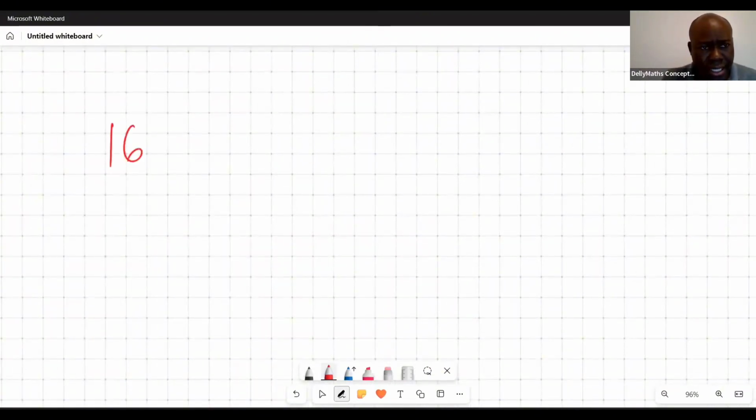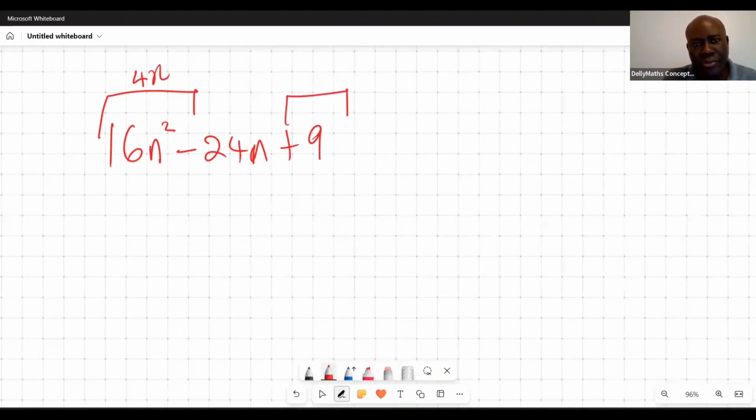Say I have 16n squared minus 24n plus 9. What is the square root of 16n squared? This is going to be 4n. What is the square root of 9? That's 3. Let's do the check. 3 times 4 is 12. 12n, you double that, and you see the 24 coming there.